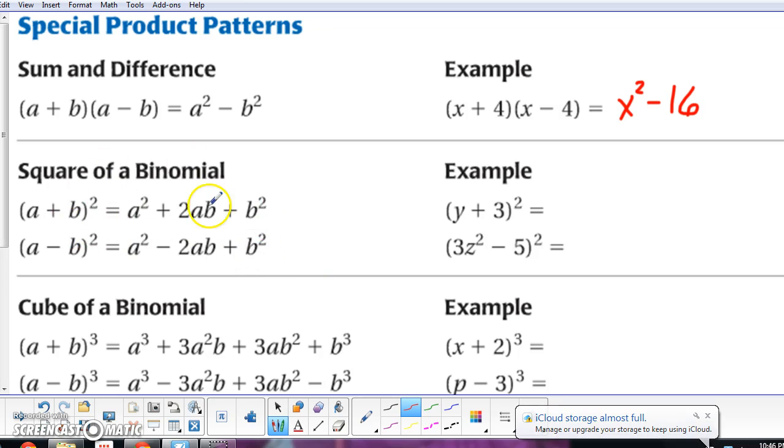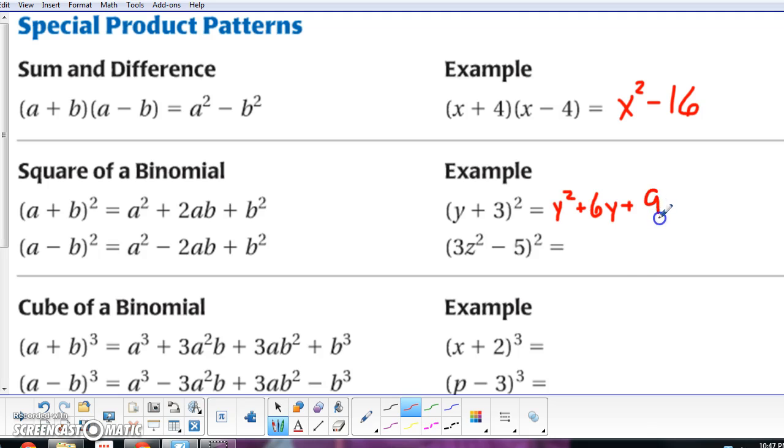The square of a binomial pattern is what we learned early in the year, and I talked about Mr. LeQuay being my teacher, always taught us how to do this. To square a binomial, you square the first term, multiply the two terms together, double it, then square the second term. For example, if I want to square y plus 3, I square the first term, multiply the two together and double it, and then square the second term.